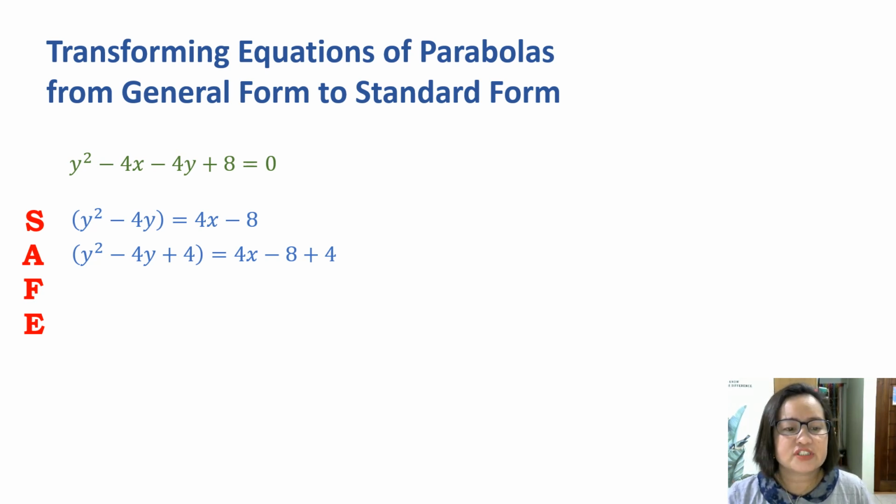Okay, the next step is to factor out the given trinomial. So that is equal to the square of (y - 2). On the other side, we will have negative 8 plus 4.